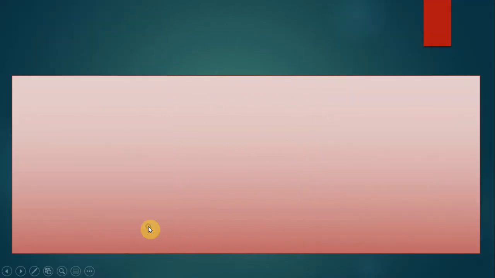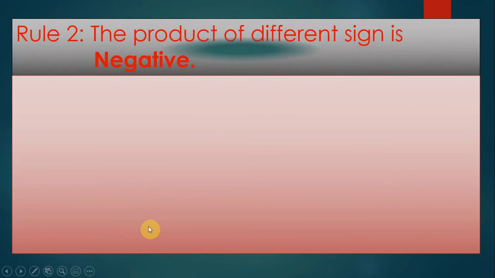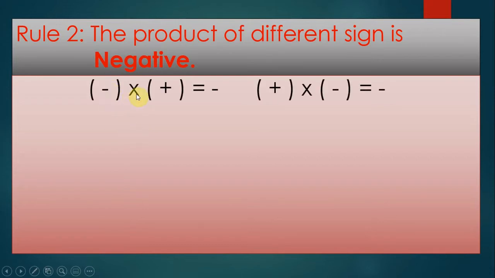Now the next, so there we have rule number 2. The product of different sign is negative. Okay, so negative times positive equals negative. Positive times negative is negative. So if you will be multiplying different sign, the product is negative. Different. Let's have more examples.